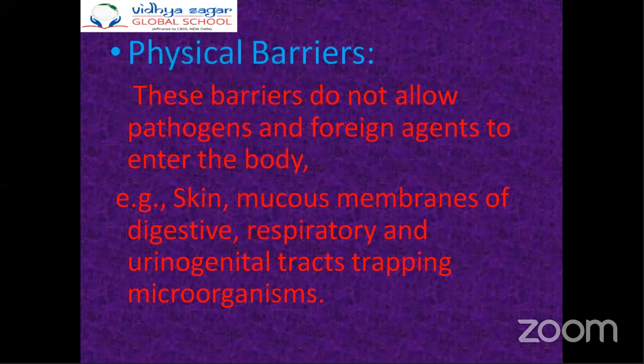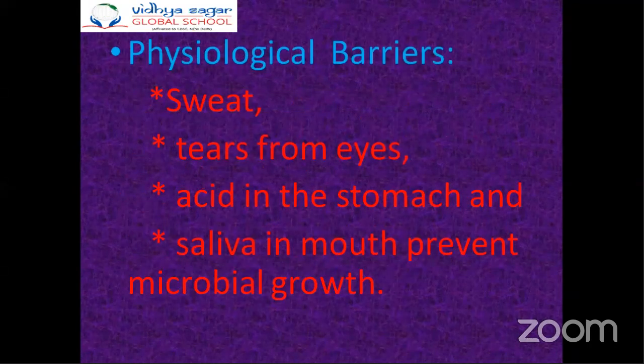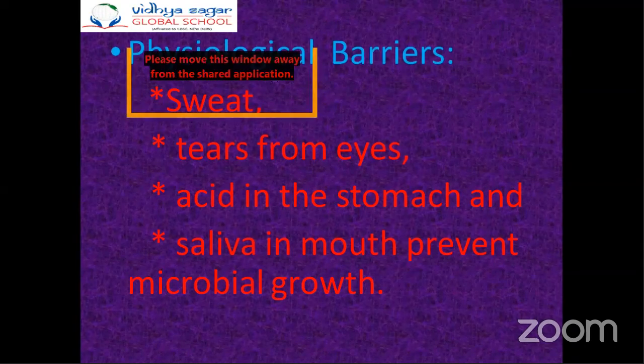The second one under innate immunity is the physiological barrier: sweat, tears from the eyes, acid in the stomach, and saliva in the mouth, which will prevent microbial growth. That is called physiological barriers.